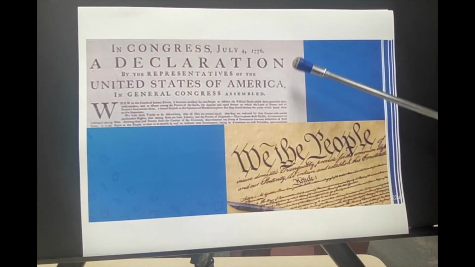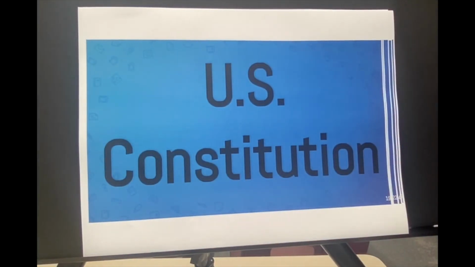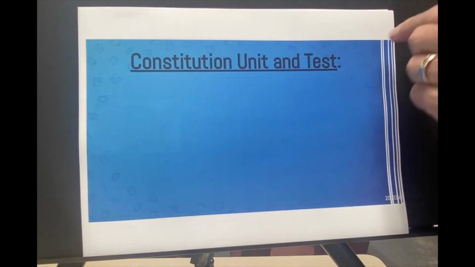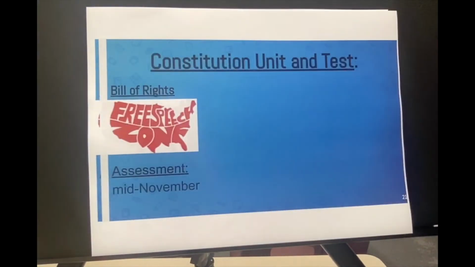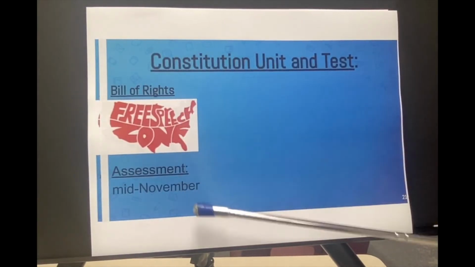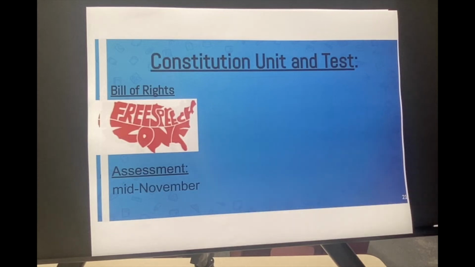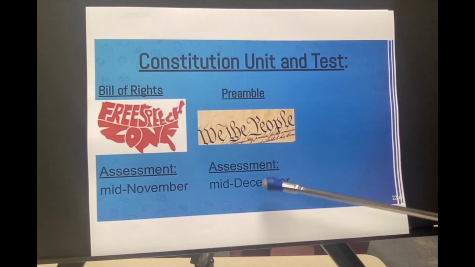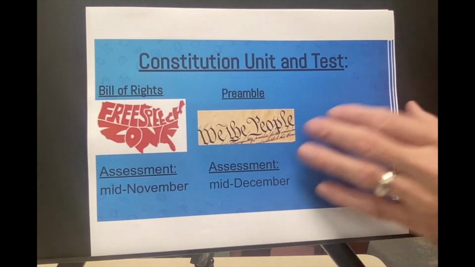So we'll look at the Declaration of Independence, see what that says, what are the big ideas, and same with the Constitution. The Constitution is the big kahuna in 7th grade. It is broken into 3 sections and therefore 3 subtests. We start out with a look at the Bill of Rights, and that's assessed in around mid-November. We move to a look at the preamble, which explains the goals of the Constitution, with a mid-December assessment for that.